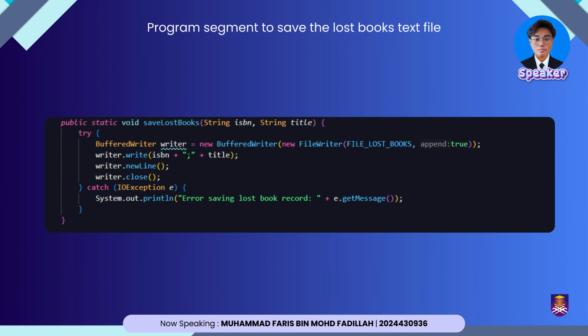And lastly, this part handles saving a lost book report. The system receives the book ISBN and title, then opens the lost books file in append mode, so the new entry won't overwrite existing data. It writes the ISBN and title in one line separated by a semicolon and adds a new line after that. If there is an error while saving, the system will display an error message.